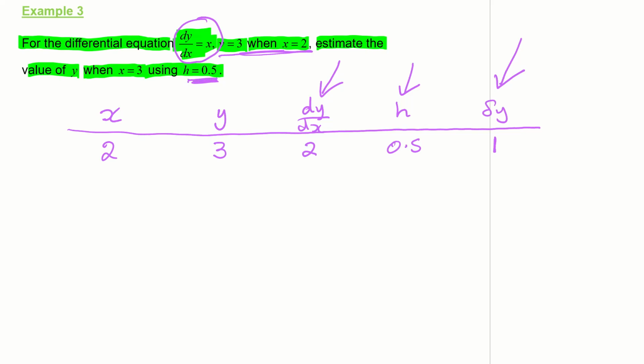If the step length is h, our next value of x is 2.5. Just add 0.5 onto 2. And then the y will be the current y, add the change in y, so 3 plus 1 is 4. Then dy/dx, well in this case, since it's just equal to x, is 2.5. h stays at 0.5. 2.5 times 0.5 gives me 1.25.